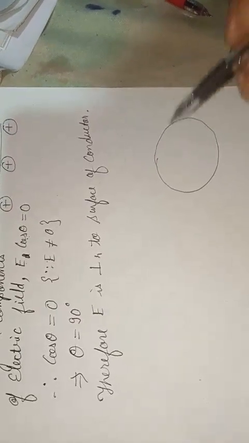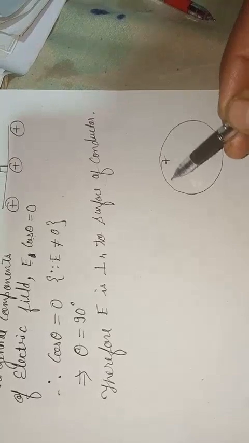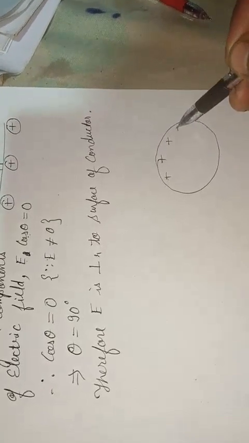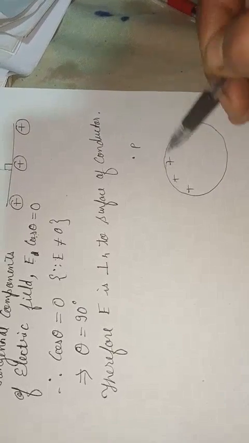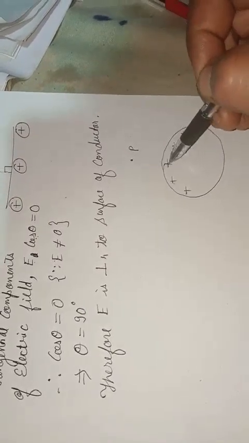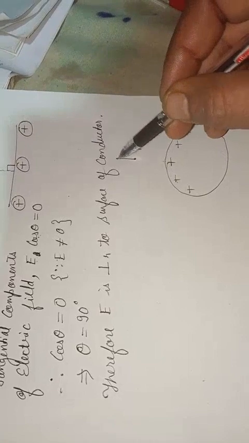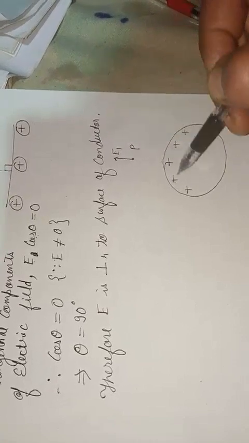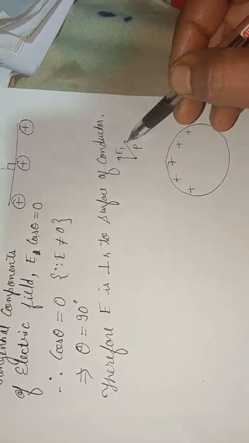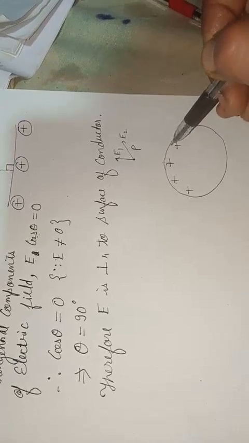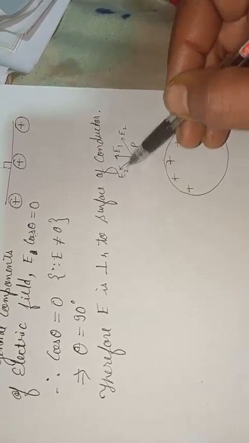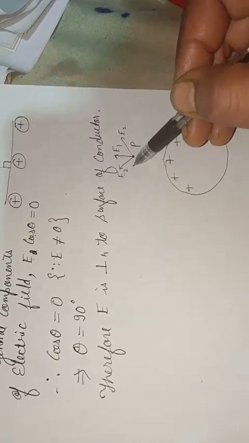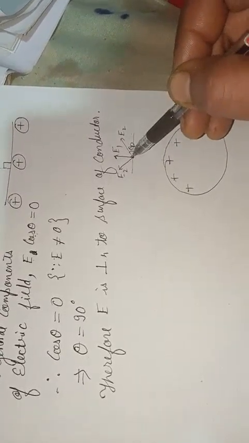So if the surface is spherical, then charges would be like that. Let us suppose the point of consideration will be this, and the electric field due to this charge at this point will be this E1, and the electric field due to this charge will be this E2, and the electric field due to this charge will be along this direction. So again these components, this will be theta.